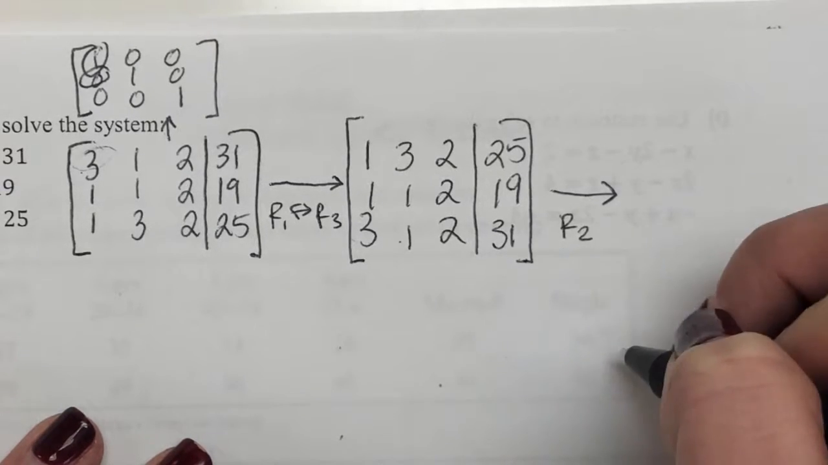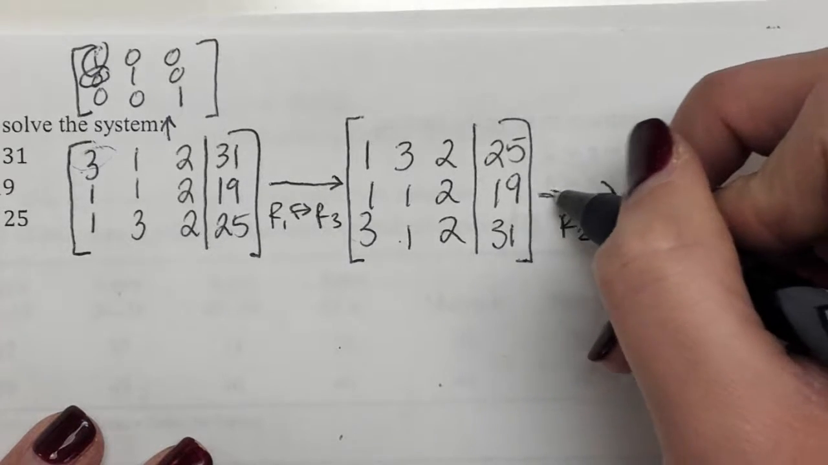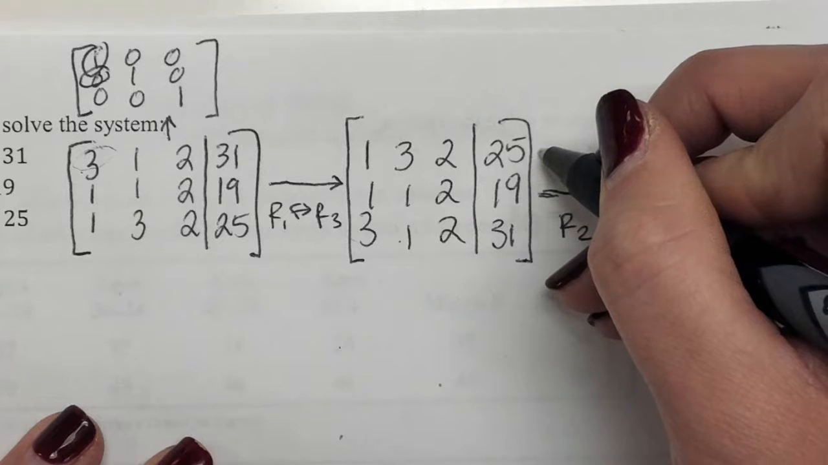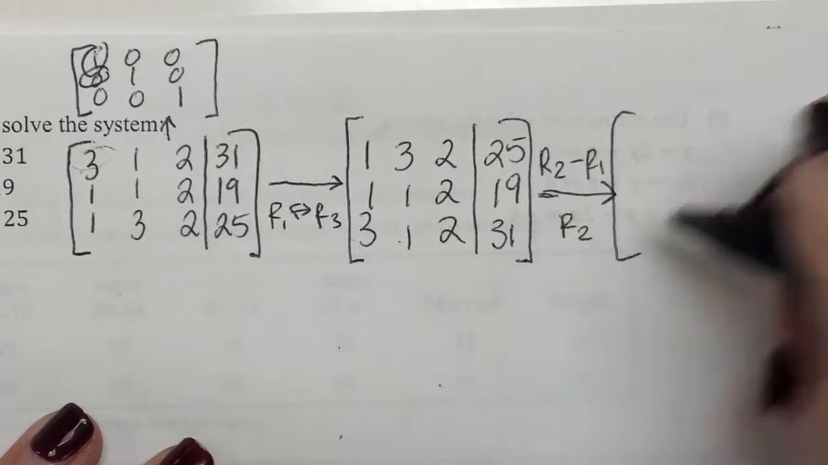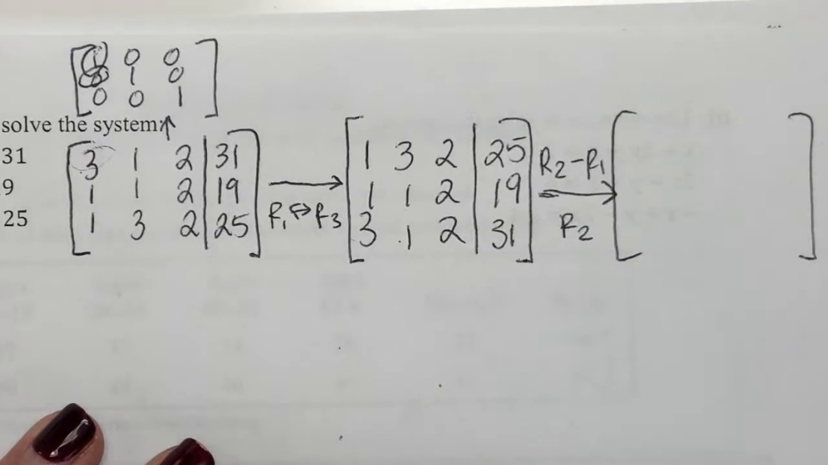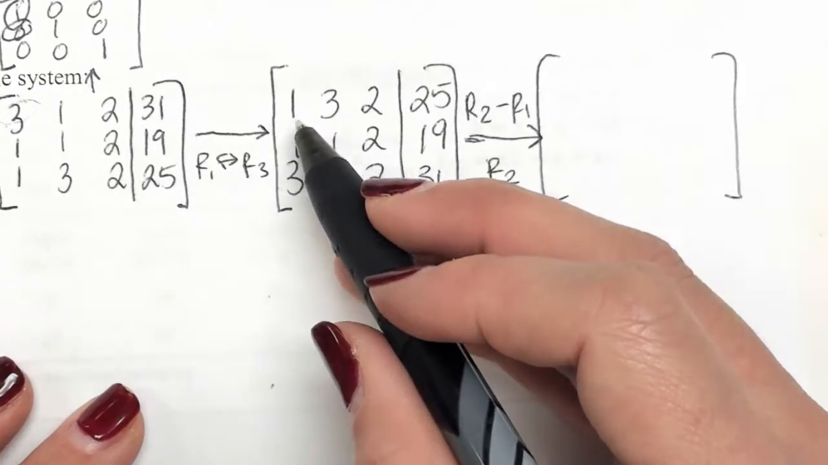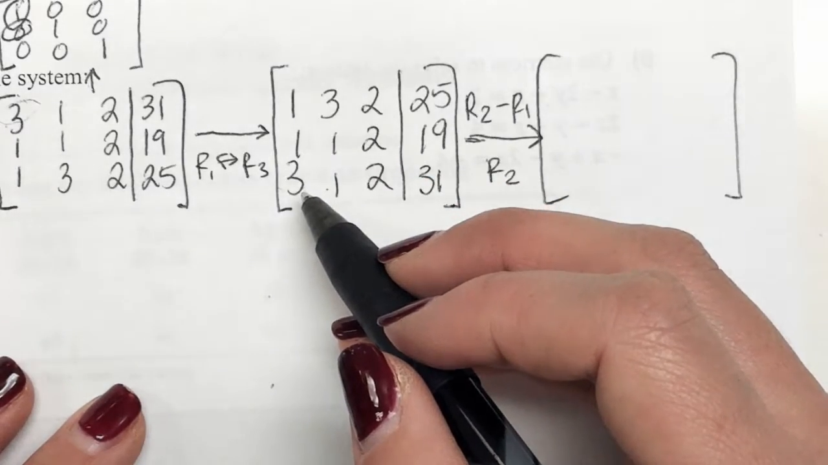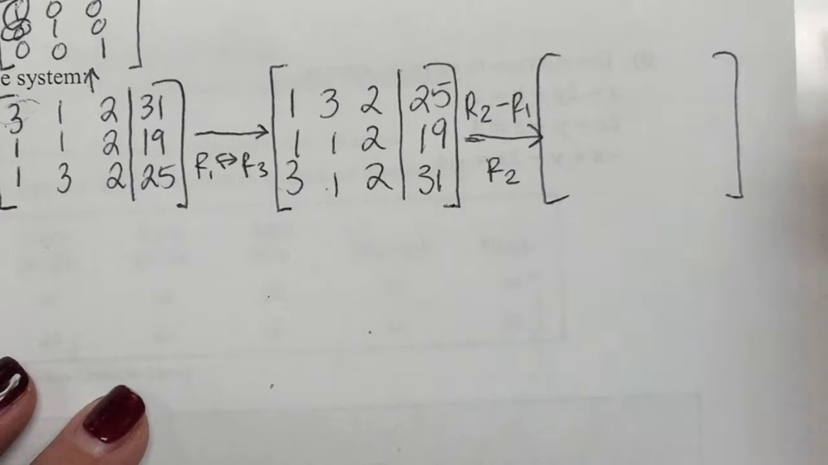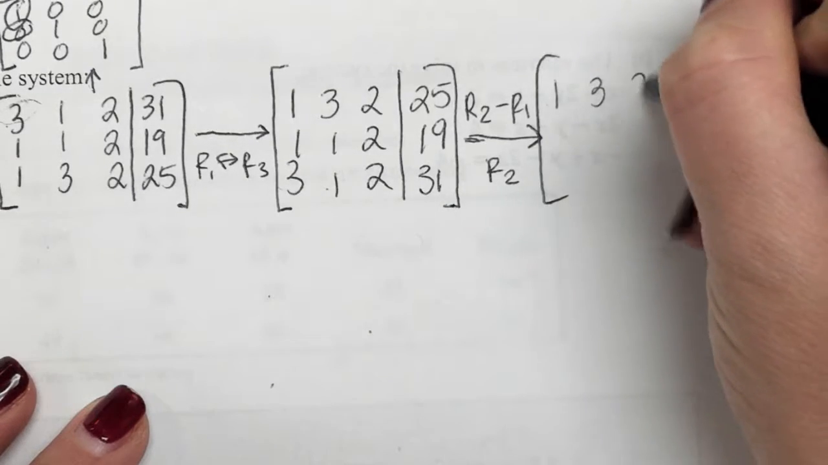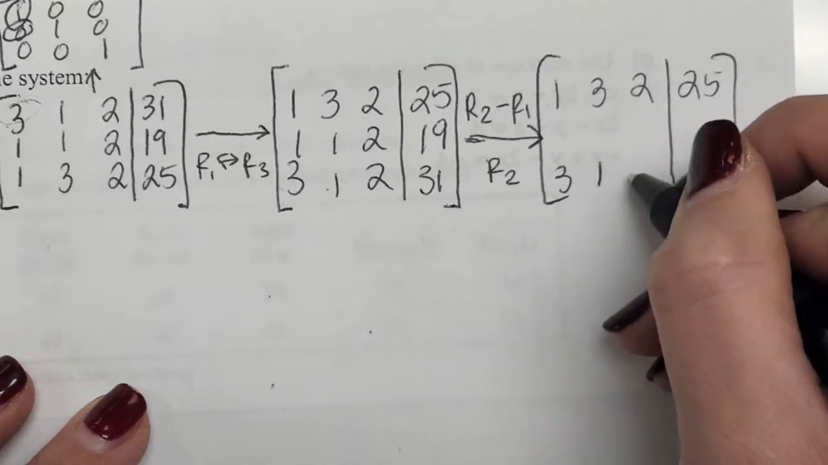So we put R2. And what are we doing again? So row 2 minus row 1. Sounds good? We're subtracting row 2 minus row 1. So row 1 and row 3 stay the same. You can go ahead and rewrite those. Those numbers don't change. They're the same as the one directly before.